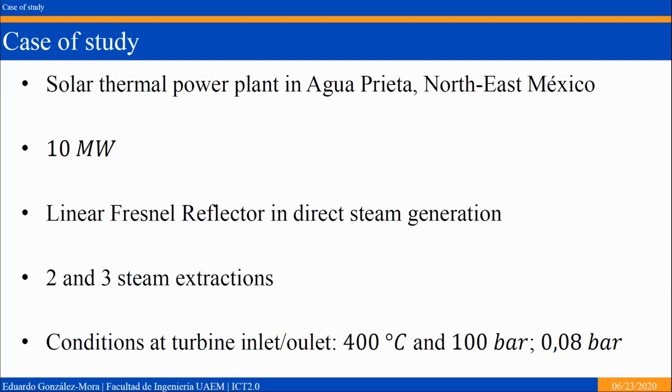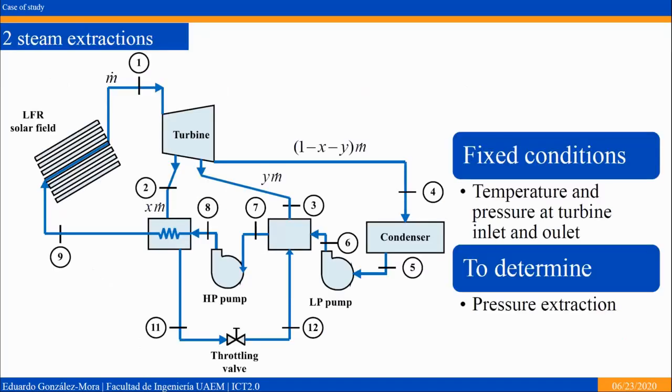As a fixing condition, the inlet temperature and pressure of the turbine are established as 400 centigrade and 100 bar, and 0.08 bar at the outlet of the turbine. Here I'm showing a schematic diagram for the 2 steam extraction, including the linear Fresnel reflector solar field, instead of the conventional boiler or the parabolic trough collectors. And all the associated equipment of the cycle: the condensers, the pumps, the open and closed feed water heaters, and the throttling valve.